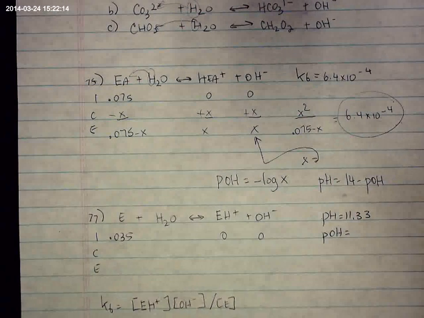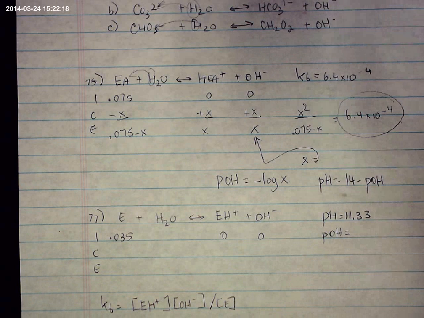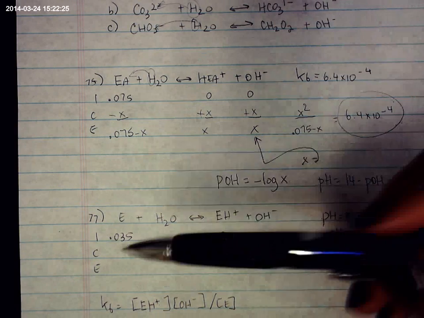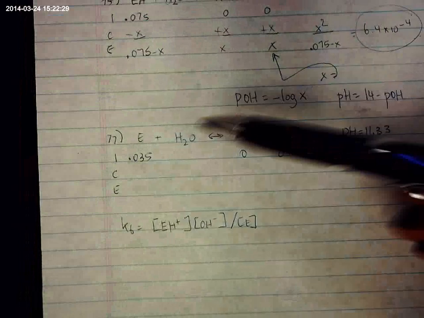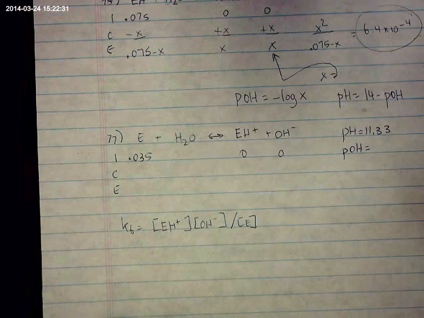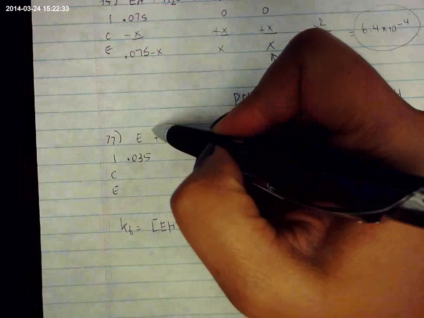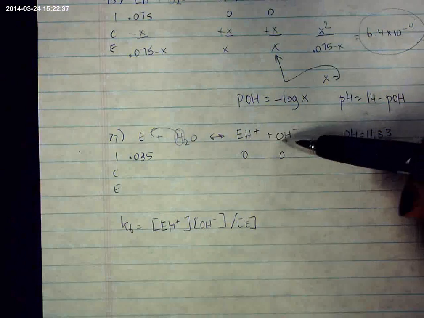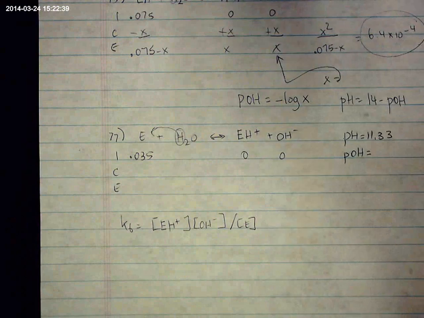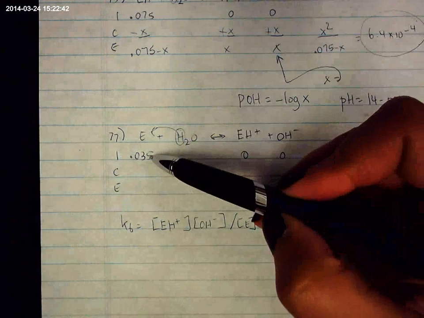Alright, 77. It says, ephedrine, a central nervous system stimulant, is used in nasal sprays as a decongestant. This compound is a weak organic base, and they give me this long, drawn-out organic formula. Again, I'm too lazy to write it, so instead I'm going to abbreviate it E. It interacts with water. It's a thief. It steals a hydrogen from water, and when it steals a hydrogen, it turns into EH+, and it leaves behind hydroxide. They tell me that I have a 0.035 molar solution of ephedrine.